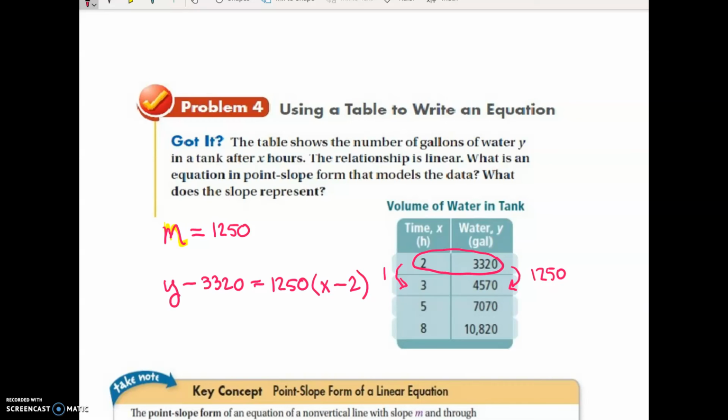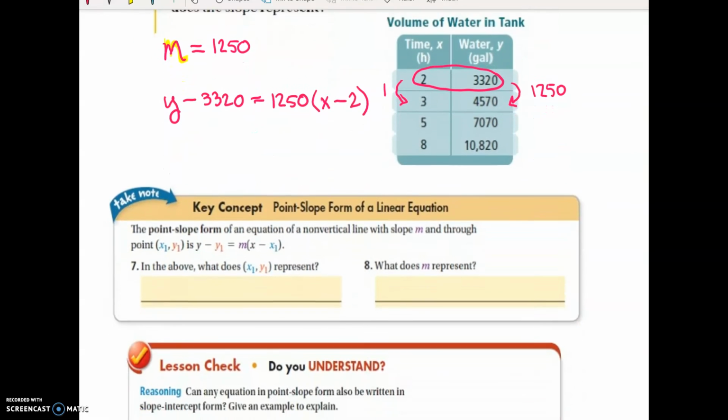It also asks, what does the slope represent? Well, if we look here, the slope represents the water or the gallons in a tank after X hours. So as the hours increase, the gallons or the water in the tank increases. So we would just need to explain that's what our slope represents. It's showing the water increase over time.